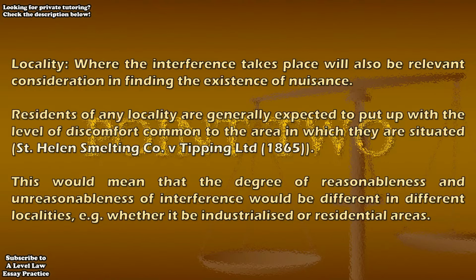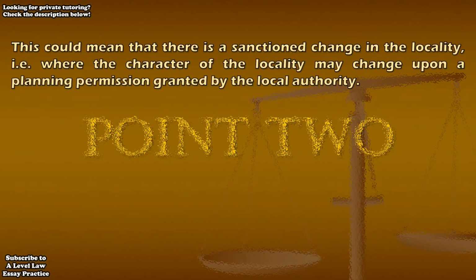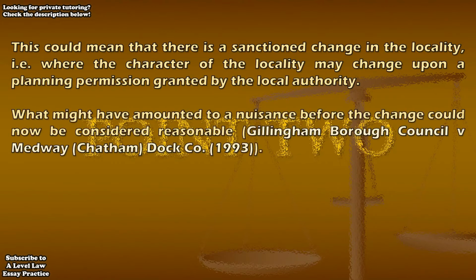But what is certain is that there is a recent replacement of railway track and installation of electrical power lines to allow the use of high-speed trains. This could mean that there is a sanctioned change in the locality. This is whereby the character of the locality may change upon a planning permission granted by the local authority. If there is a significant and legalized change in the characteristics of the locality, what might have amounted to a nuisance before the change could now be considered reasonable.